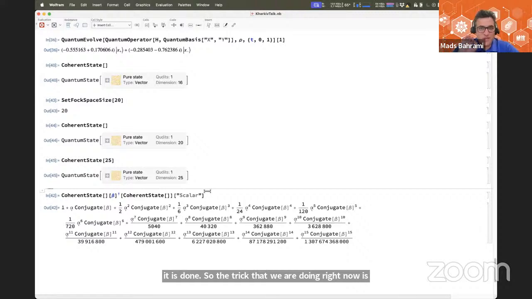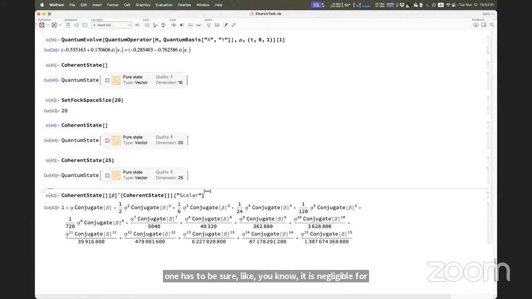Meaning there will always be some numerical error. One has to be sure that numerical error is negligible for all practical purposes. Okay, I see. Thank you.